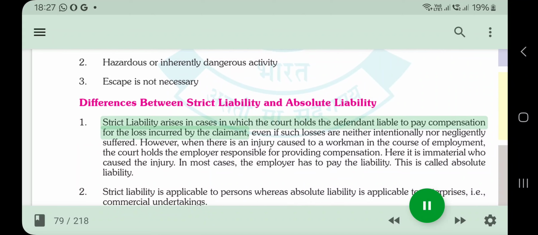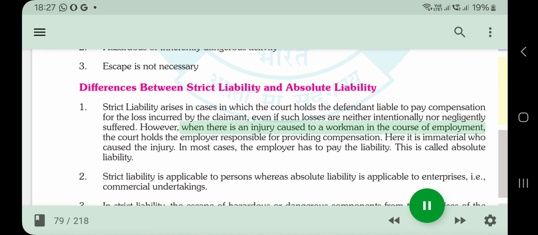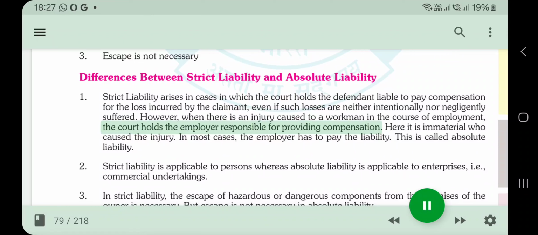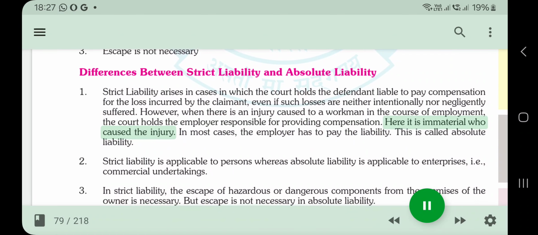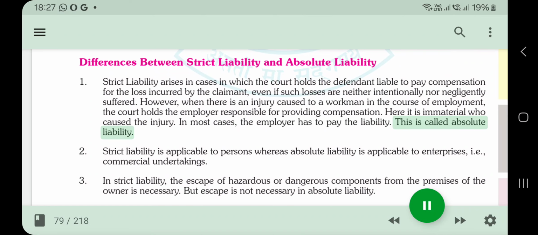1. Strict liability arises in cases in which the court holds the defendant liable to pay compensation for the loss incurred by the claimant, even if such losses are neither intentionally nor negligently suffered. However, when there is an injury caused to a workman in the course of employment, the court holds the employer responsible for providing compensation. Here it is immaterial who caused the injury. In most cases, the employer has to pay the liability. This is called absolute liability.